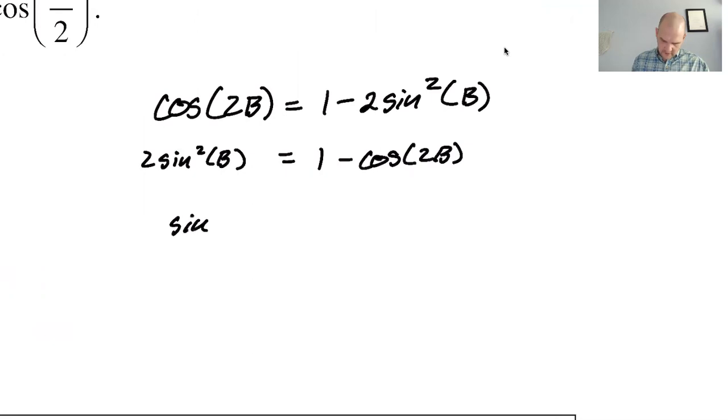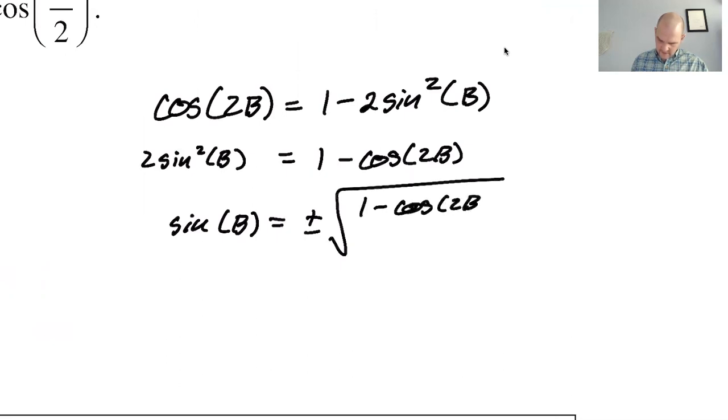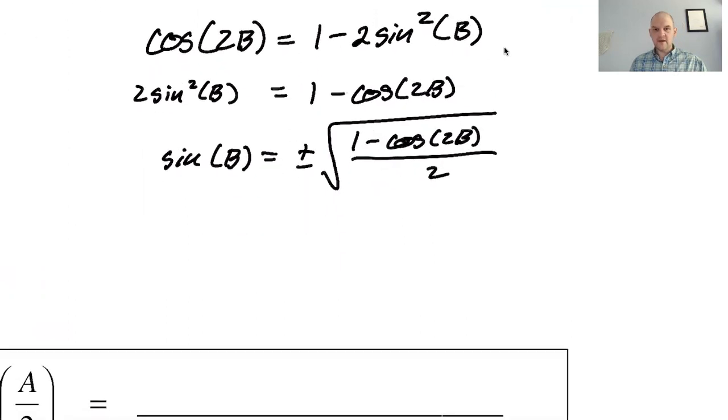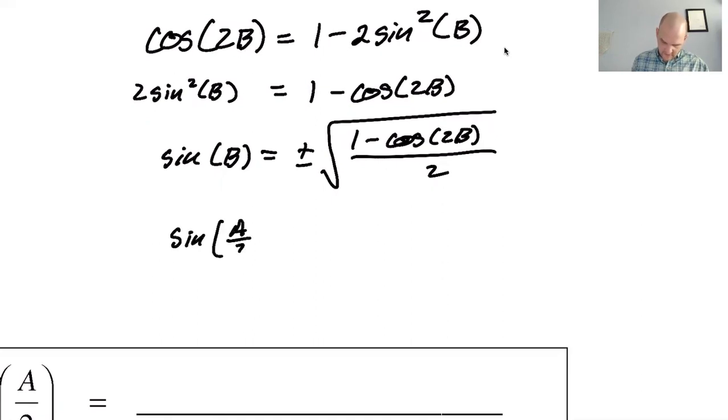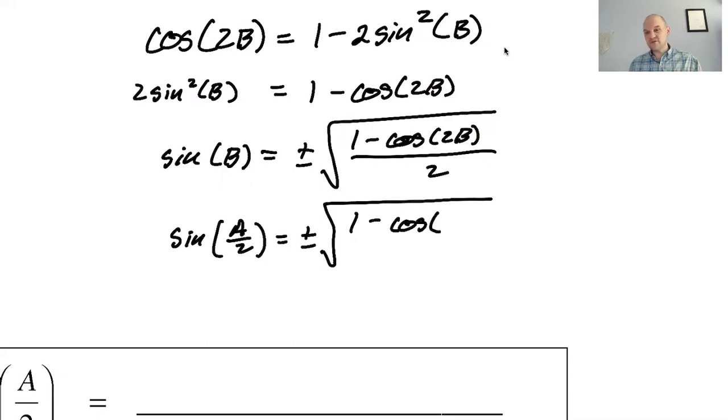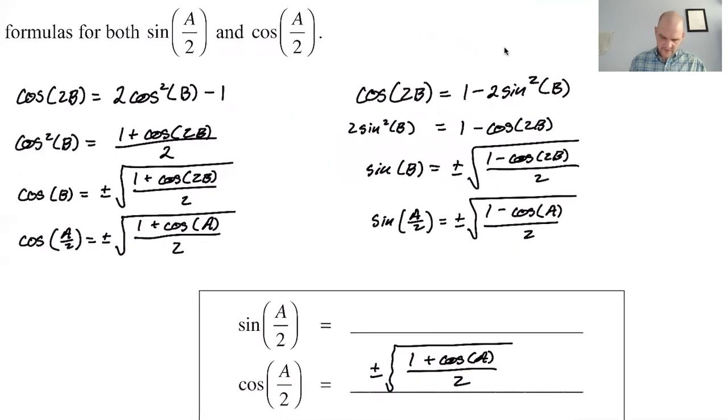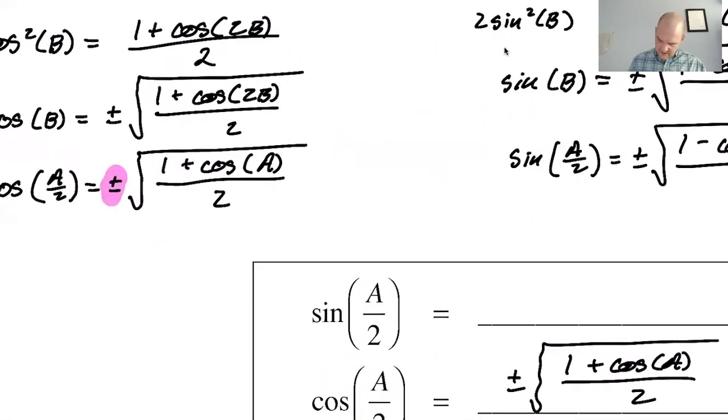So sine of b is going to be plus or minus the square root of 1 minus cosine of 2b over 2. And then we're going to replace every b that we see with a over 2. So we're going to get sine of a over 2 is plus or minus the square root of 1 minus cosine of 2 times a over 2, which is just a again, and then over 2. Okay, so this plus or minus should be bothering you. So here we go. We got plus or minus, we got plus or minus.